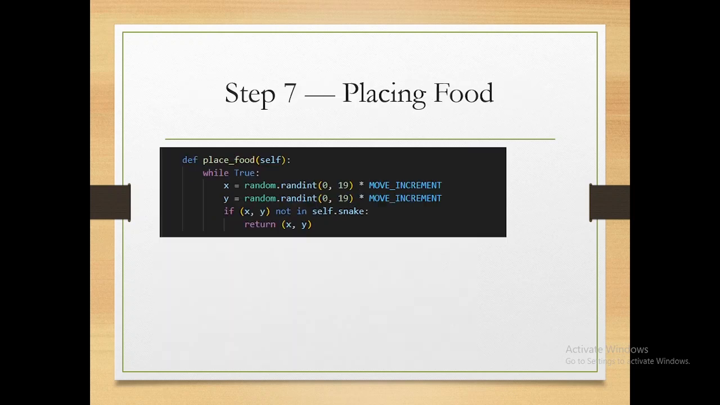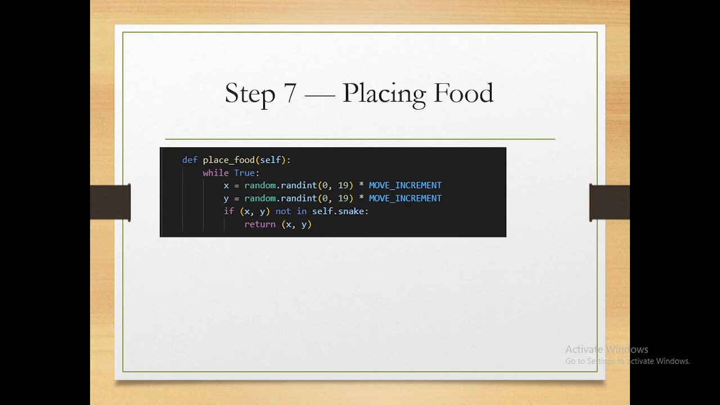Step number 7. Placing food at a random position. The place food method is responsible for putting food on the board at a random location. We use a while true loop so the code keeps running until we find a valid spot. First, we pick a random x and y position using random rand_int. Since each snake segment and food item is 20 pixels in size, multiplying by move_increment makes sure the food lines up perfectly with the game's grid.